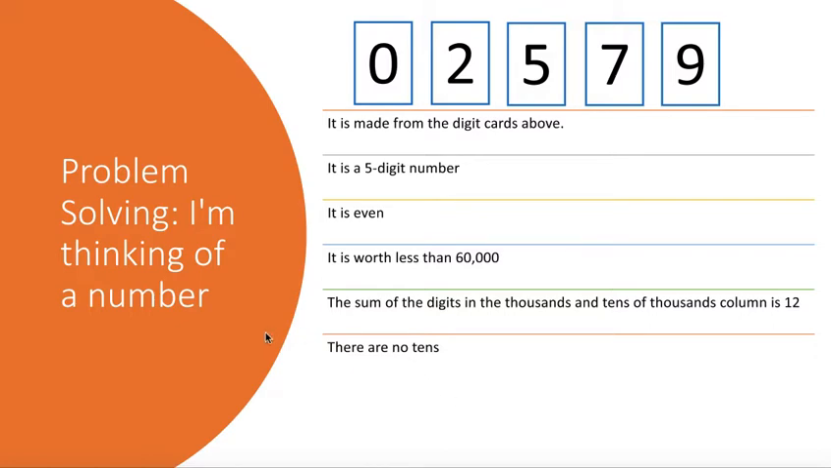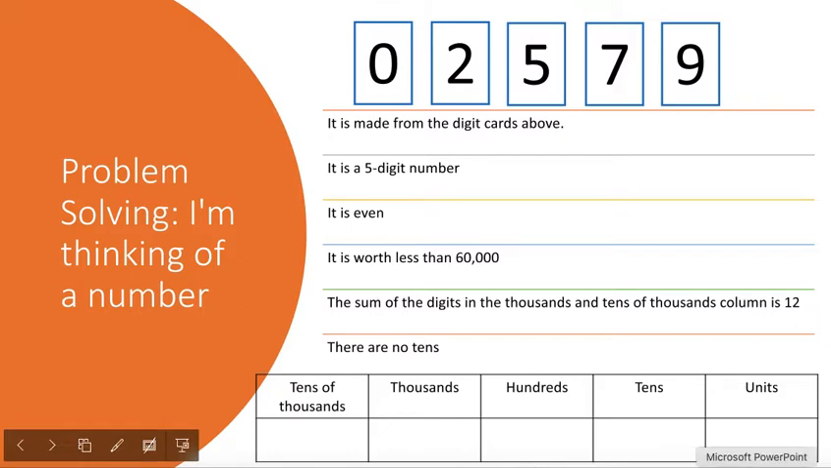Okay, so the problem is that I'm thinking of a number, and the number is made from the digit cards above. So I've got the digits 0, 2, 5, 7, 9, and they can be arranged together to make a number. Let's look at our clues. First of all, it's a 5-digit number. It's going to have units, tens, hundreds, thousands, and tens of thousands. It's not going to have hundreds of thousands or millions. That's handy because there's 5 digit cards there, isn't there?